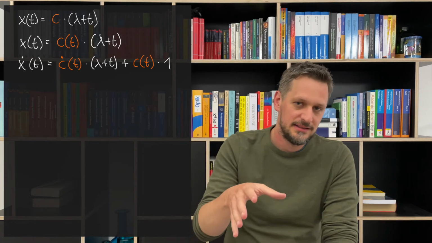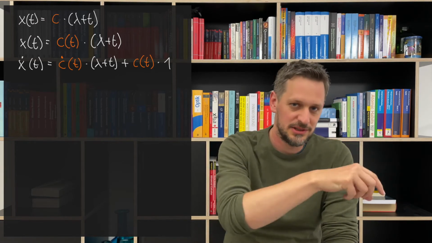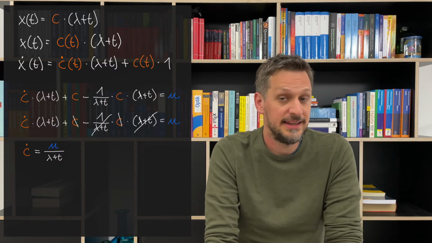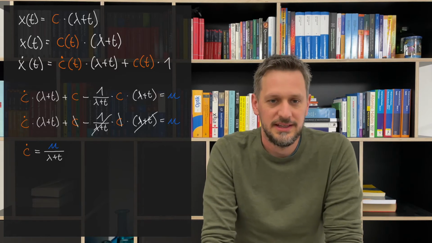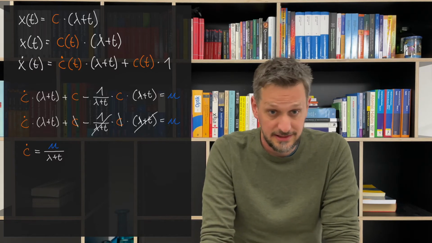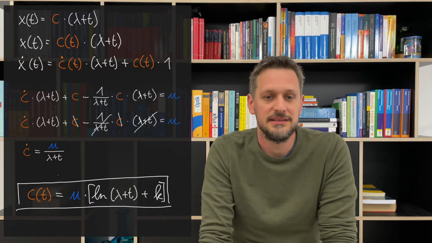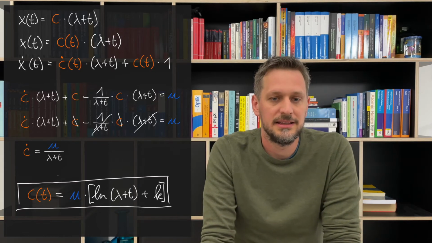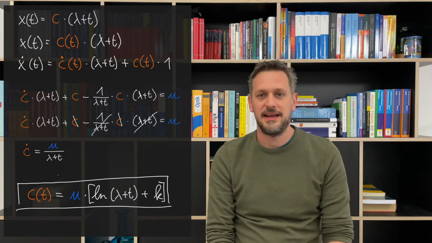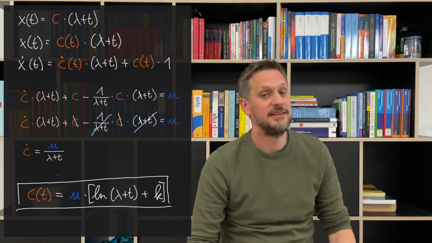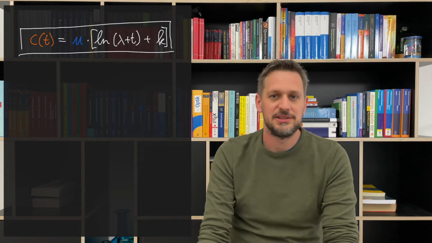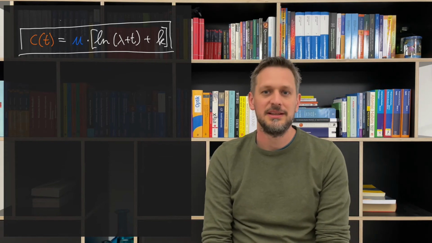If we now take this expression and substitute it back into the original differential equation, we get an equation that we can again directly solve. c dot of t is equal to u over lambda plus t. Integrating this again directly gives us c of t is equal to u times ln of lambda plus t plus a new constant k. Note that as we did another integration, we got another integration constant, and this time we call it k.